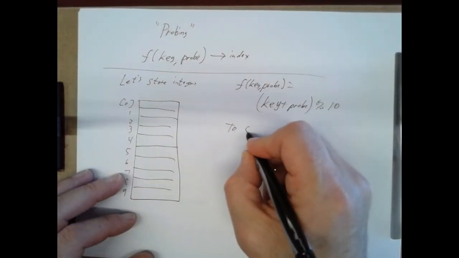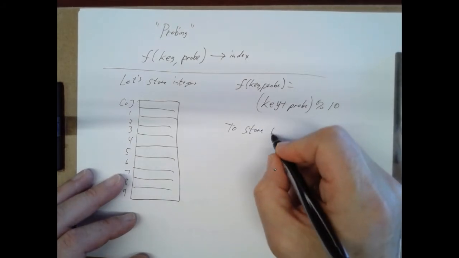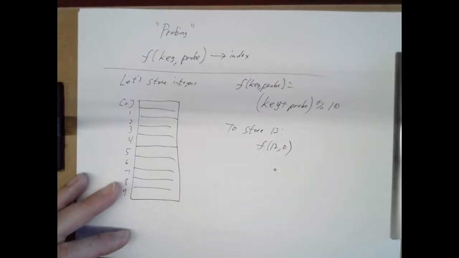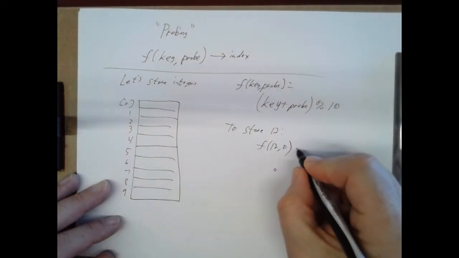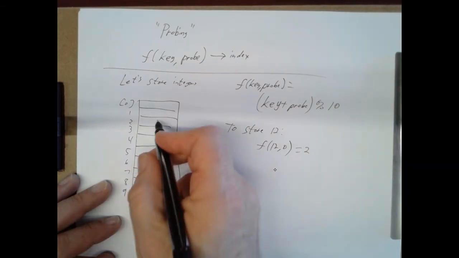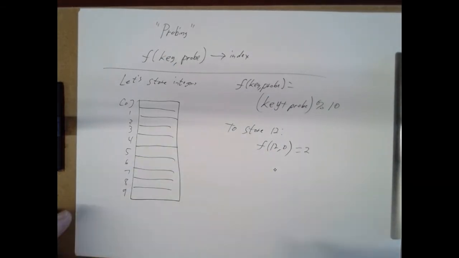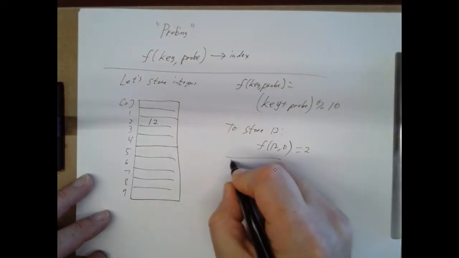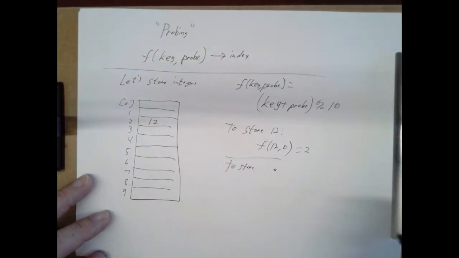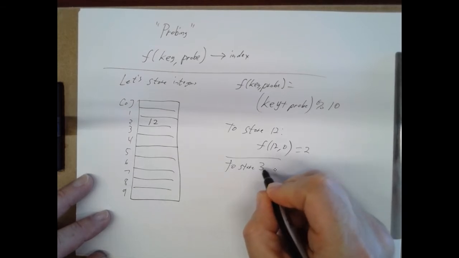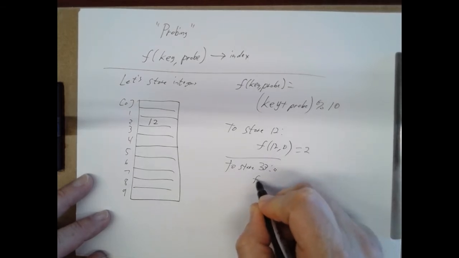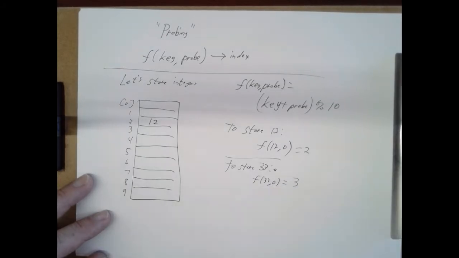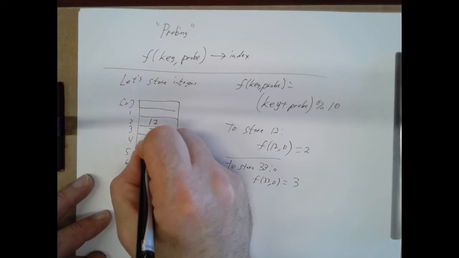Okay, to store 12, we calculate f of 12 comma 0. And that gives us a 2, and location 2 is free. So we're going to store our number 12 right here. To store 33, we're going to do f of 33 comma 0, and that's going to be equal to 3, and location 3 is free, so we'll store a 33 right there.